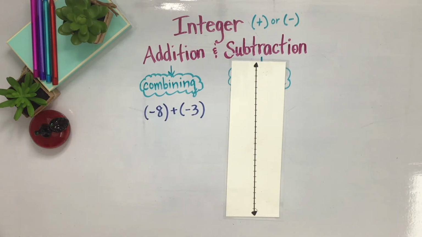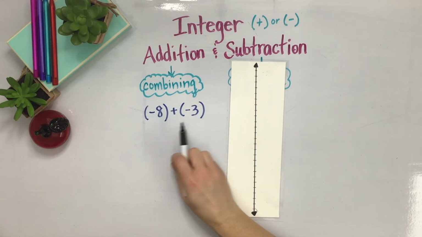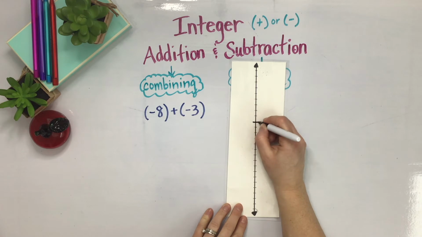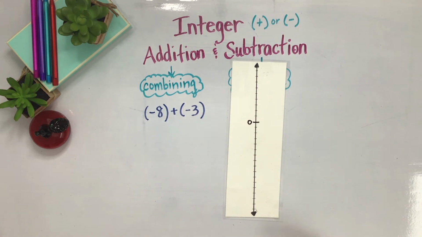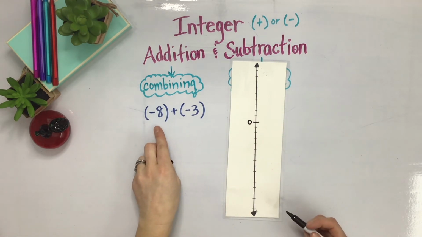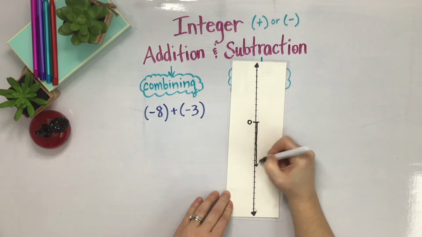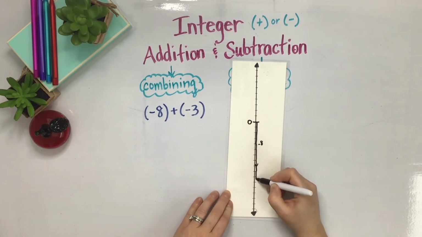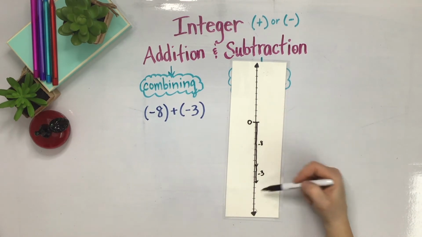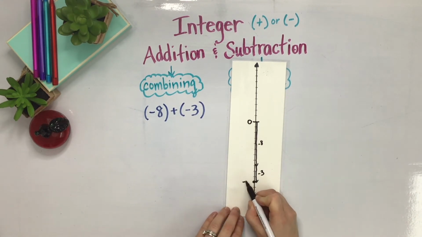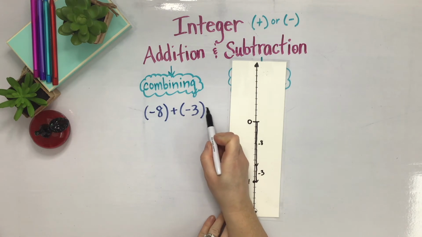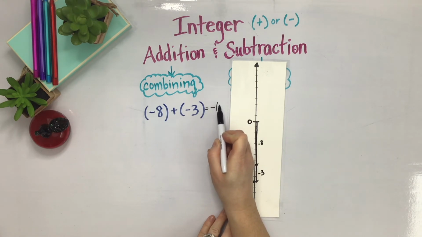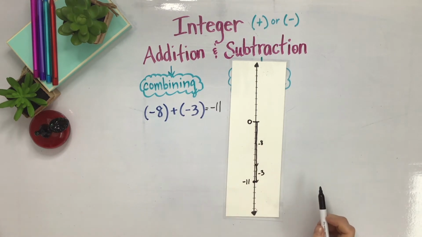Okay, let's try this one. Negative 8 plus negative 3. So let's put a 0 on our number line so we have somewhere to start. Now first I should be going down 8. So I've gone down 8, and then I need to go down 3. So the overall movement of this puts me at a negative 11. So I've gone down 8 and then down 3 more, so overall I have gone down 11.